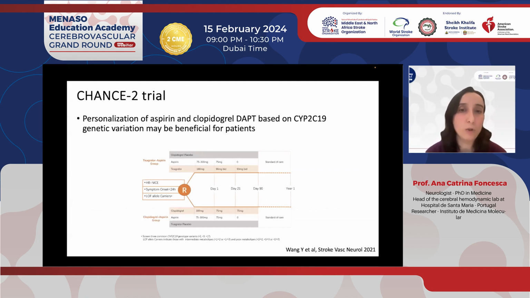So in 2021, there was a Chinese study, the CHANCE-2 trial, that tried to know if it was really important to identify these patients with loss of function. So what they did was a randomized clinical trial, and they randomized patients with loss of function allele carriers either to receive clopidogrel plus placebo, clopidogrel plus aspirin, or clopidogrel plus ticagrelor.